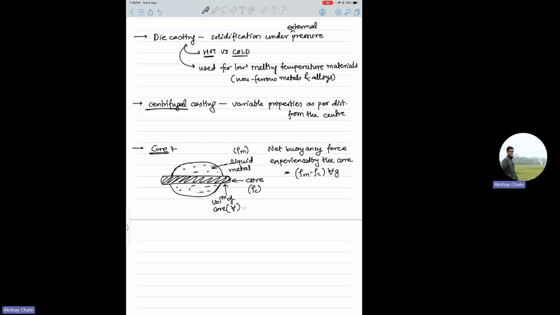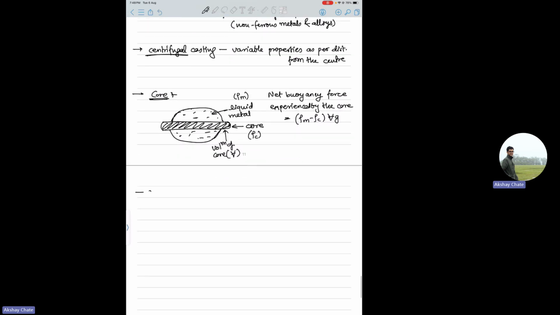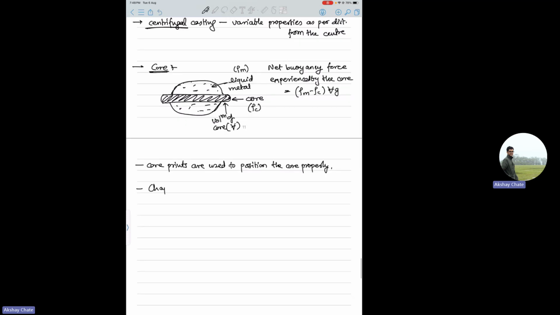Then they use core prints. Core prints are used to position the core correctly. These are standard one-liners. Then you have chaplets. Chaplets are used for supporting the core inside the cavity.